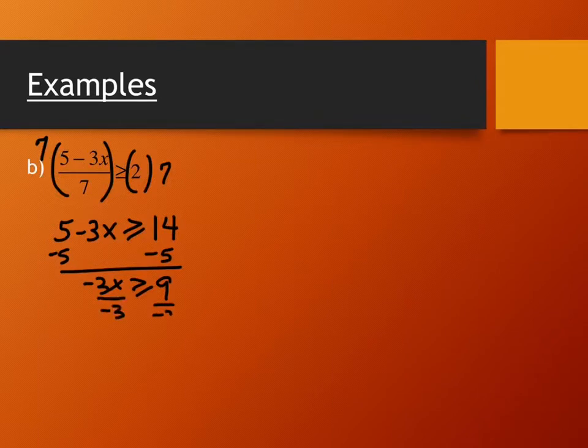Divide by negative 3. And 9 divided by negative 3 is negative 3, and I've got an x on the left. And I'm going to tell you what we're going to do, and then I'm going to justify why it's true, okay? What we're going to do is change the direction of the inequality, which is what Anna had asked about. Instead of it being greater than or equal to, it's going to become less than or equal to. So that's the what.